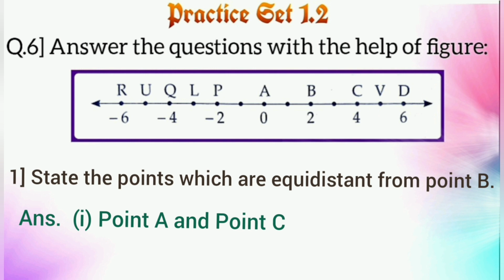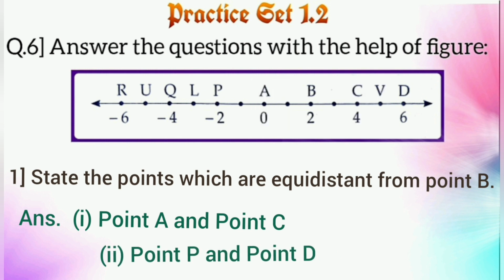And if we have to find one more, then we can also write point P and point D, because the coordinate of point P is minus 2 and the coordinate of point D is 6, and the coordinate of point B is 2. So 6 minus 2 is 4 and 2 minus minus 2 is also 4. That means the distance between B and D is the same as the distance between P and B. Therefore these points are also equidistant from point B.